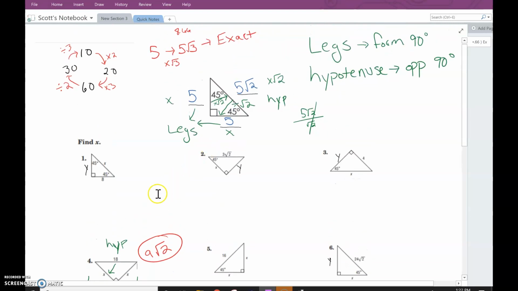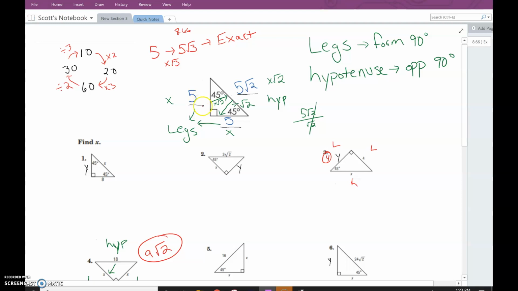Okay. Now, let's say I have something like number 3 over here. Okay, this 4, I'm asking myself, hey, what does it give me? Well, it's connected by a 90, so this is a leg. Here's my other leg. This is my hypotenuse. Okay, so I'm going to look back over here. If I'm given a leg, well, the other leg is the exact same. Hey, that's pretty easy. So this is a 4.